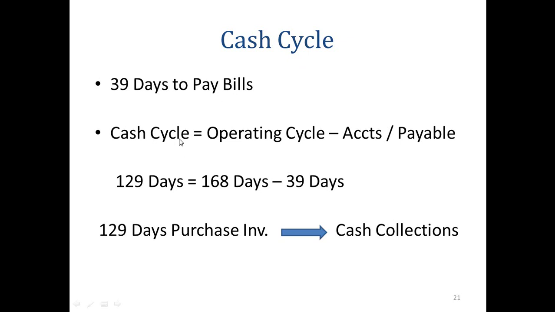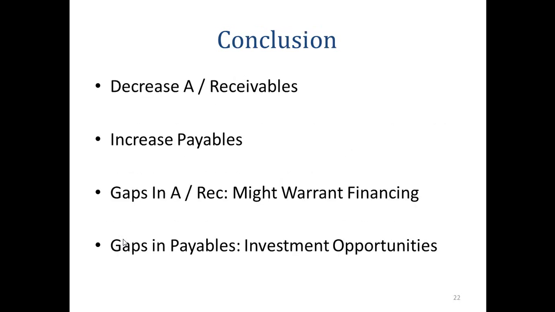So, 39 days to pay the bills. Cash cycle equals the operating cycle, which we got from the earlier slide. That's 168 minus the 39 days to pay my bills. So that cash cycle is 129. So 129 days from purchasing the inventory to collecting cash. And so that's basically it.